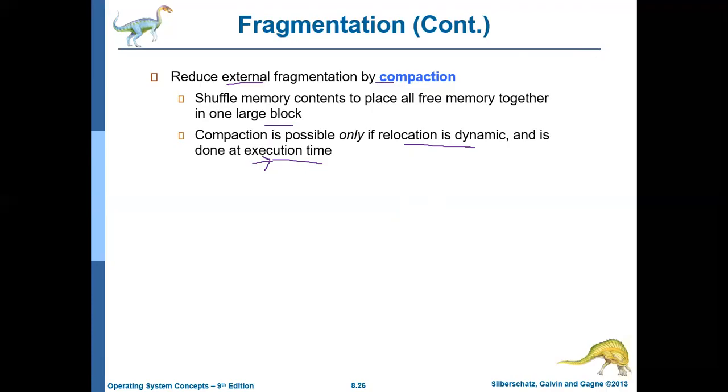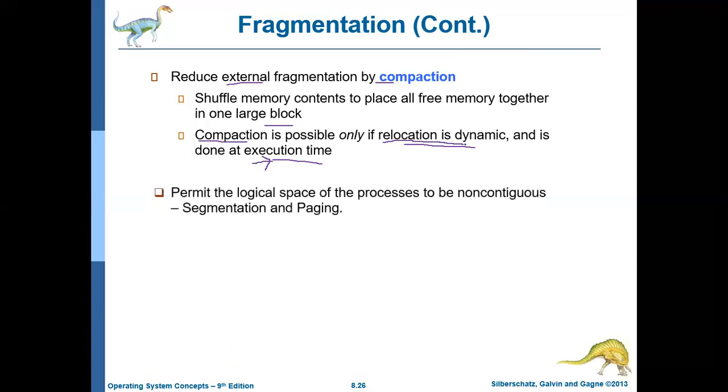The program itself will directly refer to the physical address, so in that way compaction is not possible. Compaction is possible only if address binding is done at execution time, which is called relocation. Relocation is dynamic. There is also another way to avoid external fragmentation: you permit the process to be allocated space in a non-contiguous fashion.